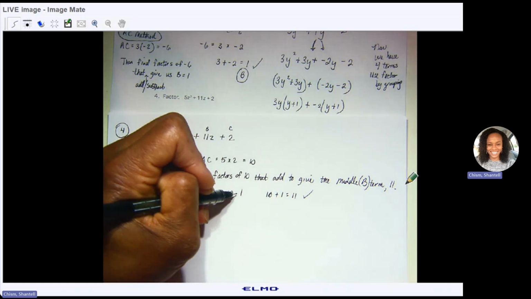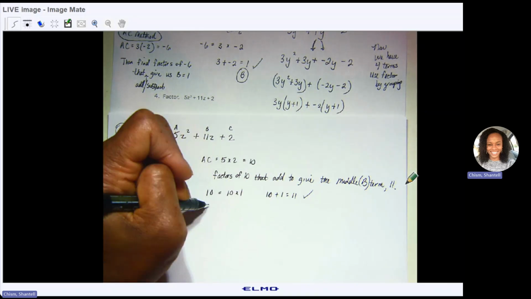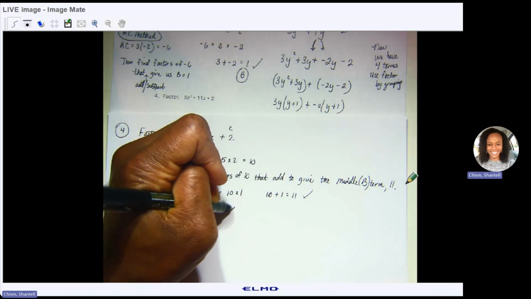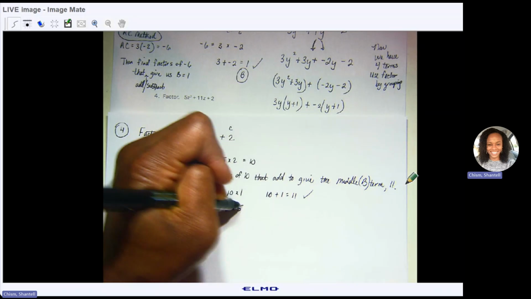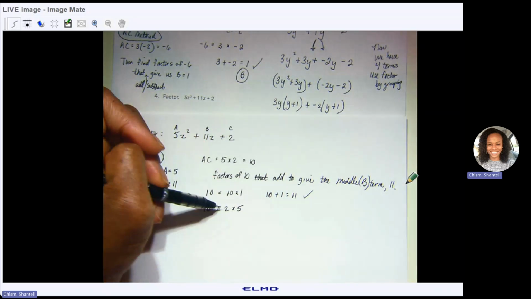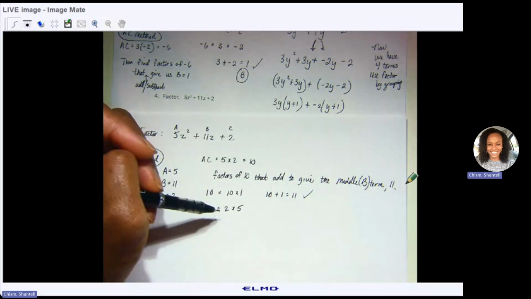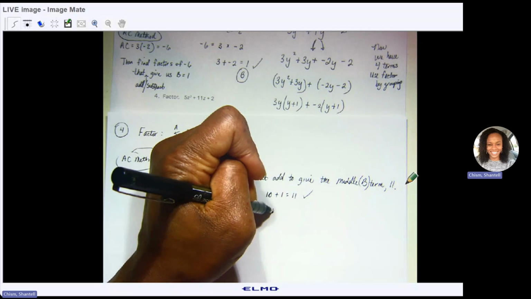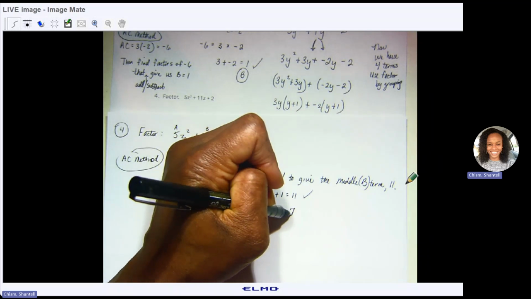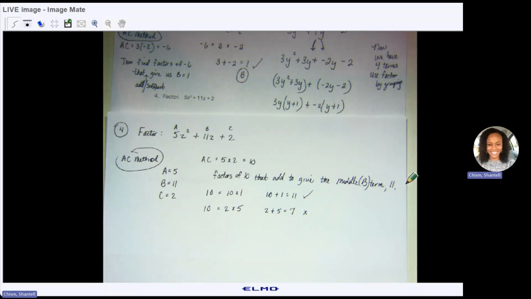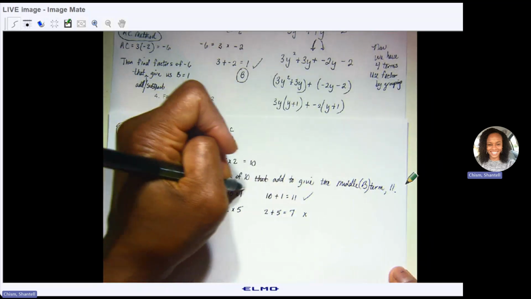But let's say you didn't recognize it. Another way to factor 10 would be 2 and 5. I wrote 2 and 5, so let me say that like that. But 2 and 5 added together gives me 7, so that won't work. So I'm definitely using this pair right here.